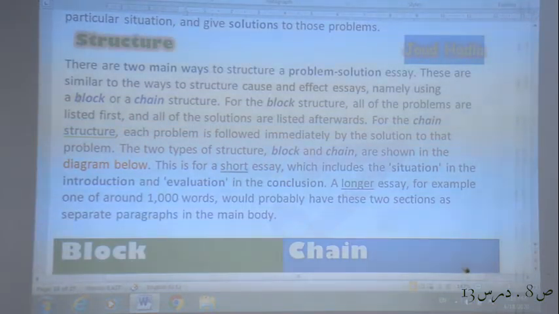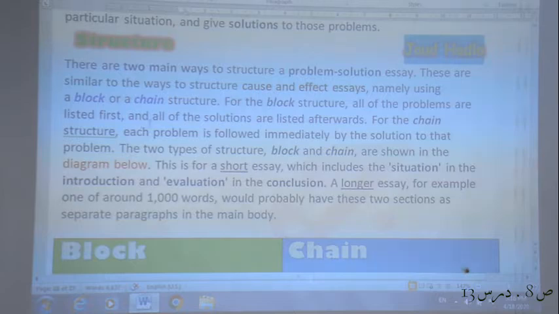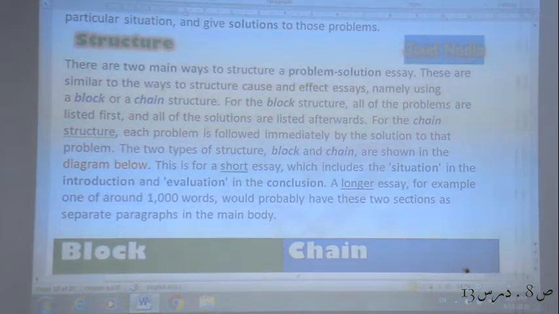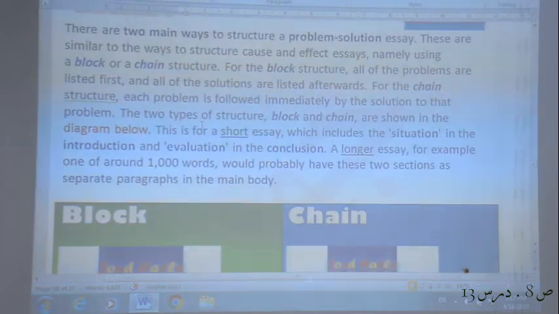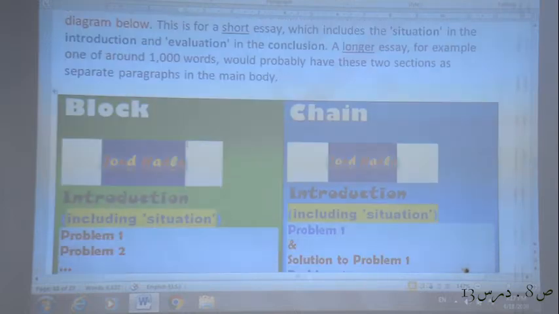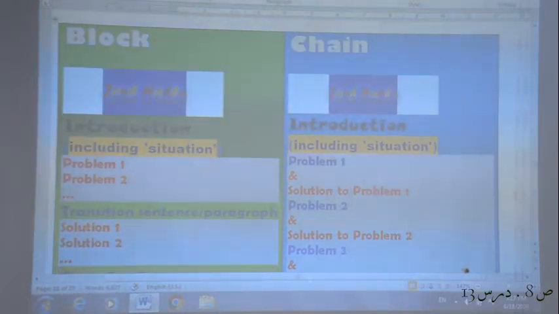I mean the block structure, because all the problems are listed together and all solutions are listed in a separate paragraph. So for the block structure, all of the problems are listed first, and all of the solutions are listed afterwards in another paragraph. So this is the structure of problem and solution essay, as you can see here in the diagram below. So we can have a look at this diagram.